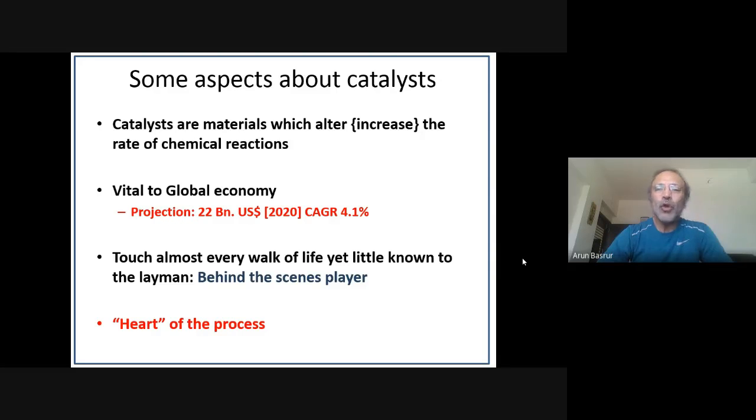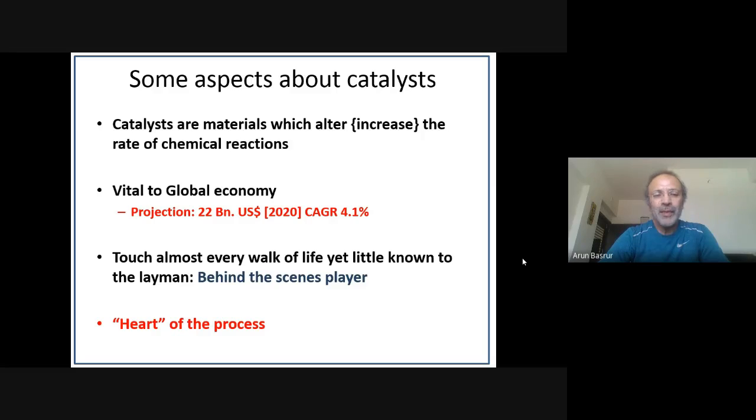Catalysts are materials which alter the rate of chemical reactions, desirably increase the rate of chemical reactions. They are vital to the global economy. Projections for 2020 are 22 billion US dollars worth of sales from chemical catalysts with a compounded annual growth rate of 4.1%. Catalysts are materials which are used in so many areas of life that they touch almost every walk of life. Yet they are little known to the layman. So that's why they are known as behind the scenes player.